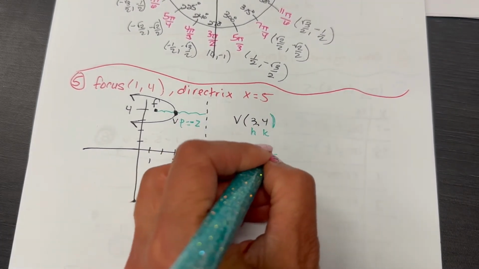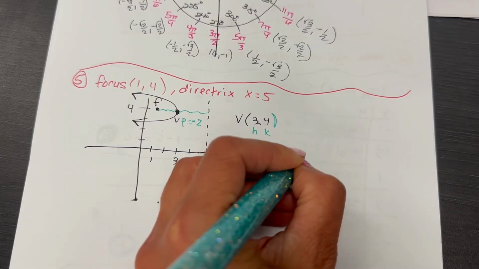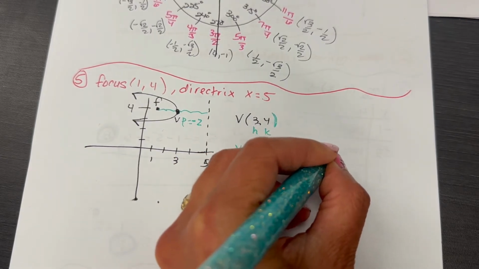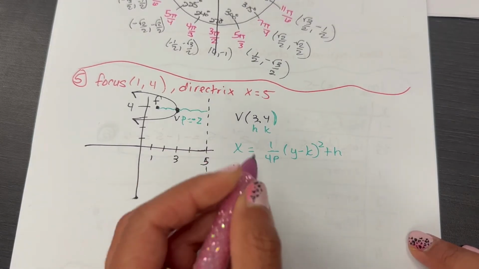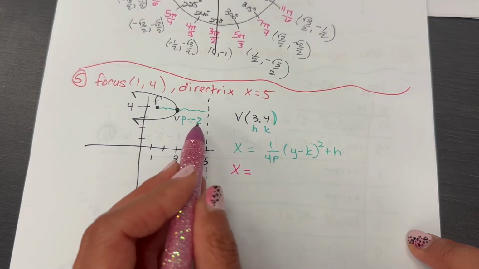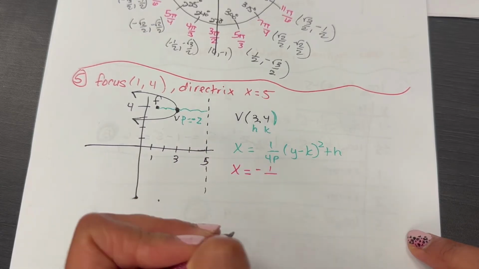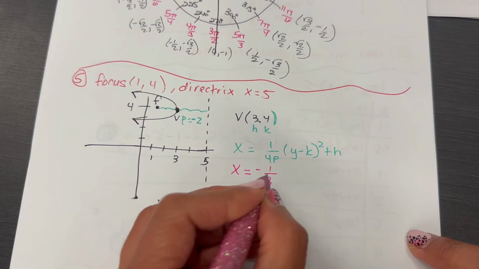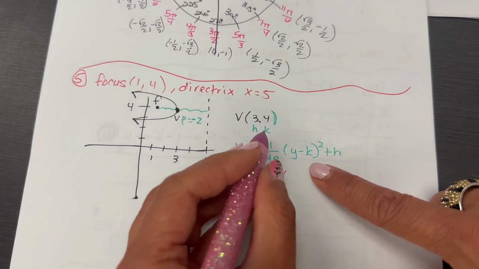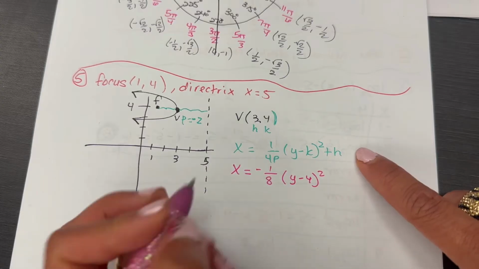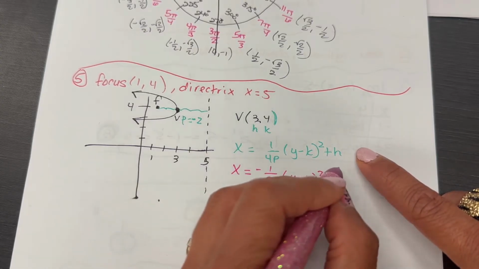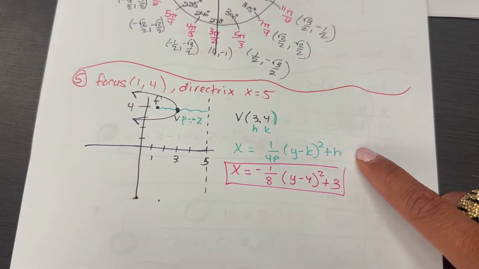X equals 1 over 4p times y minus k quantity squared plus h. So we got to plug in all the things. So x equals, because the p-value is a negative, we always throw that negative in front. Okay, 4 times 2 is an 8. Y minus the k, well the k is a 4, so y minus 4 quantity squared. The h is a 3, so plus 3, and then this is what you needed to type into the box.